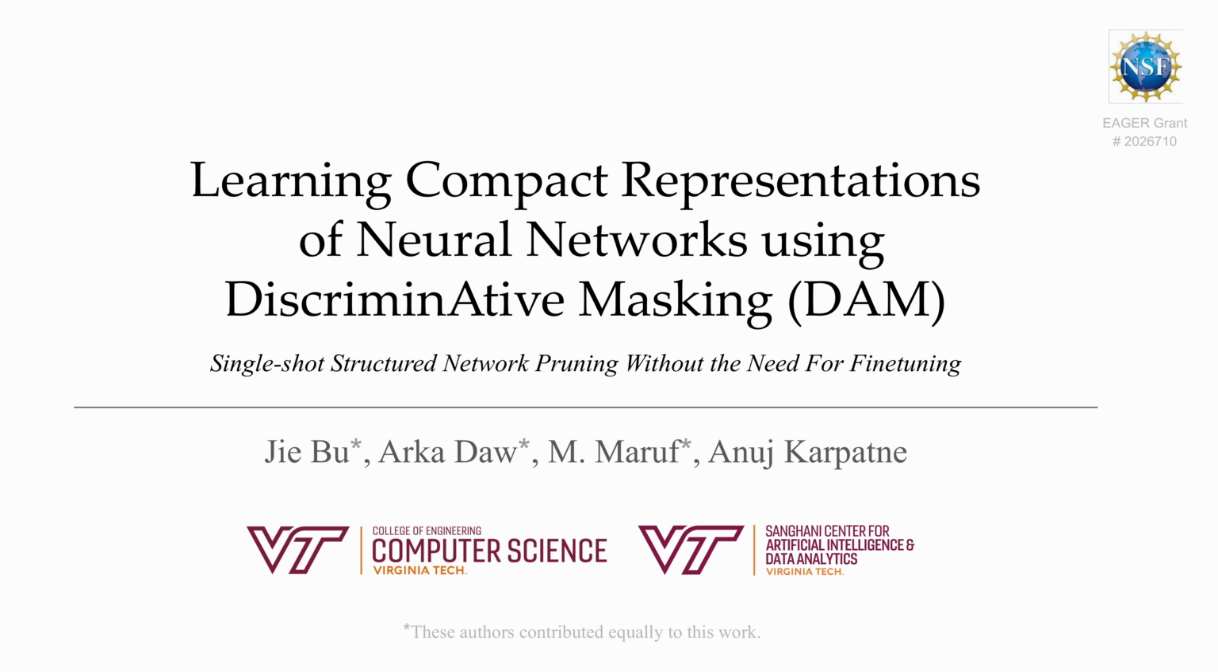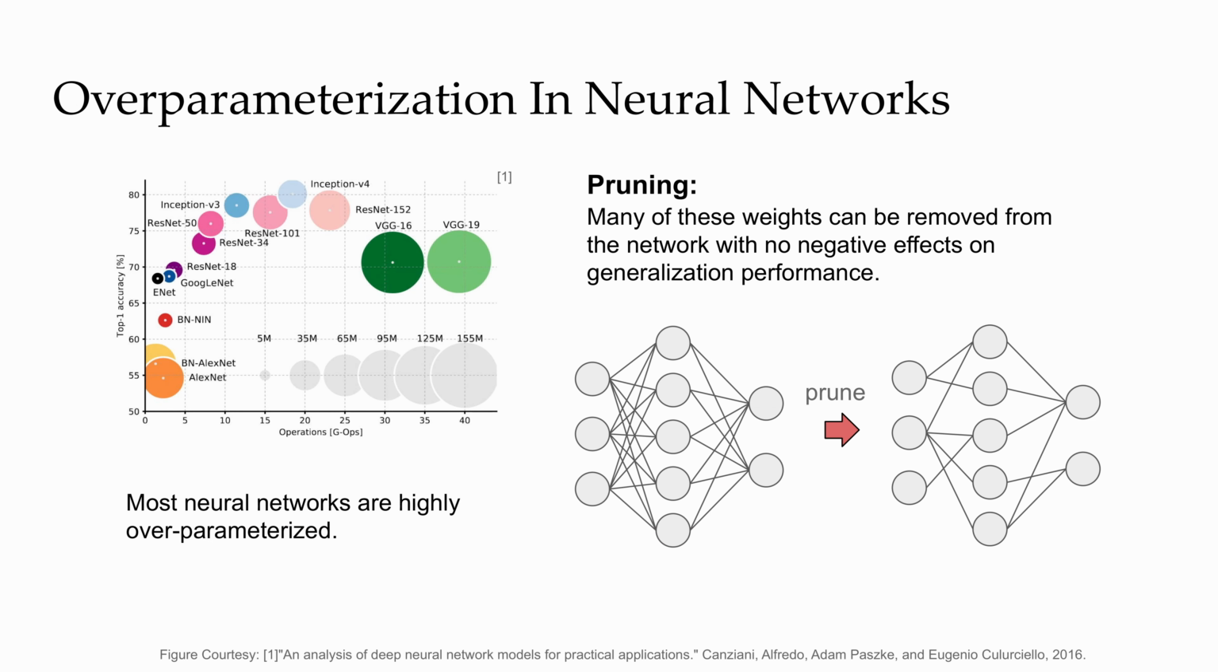I'm glad to present our work on learning compact representations of neural networks using discriminative masking. A primary motivation of our work is to prune over-parameterized neural networks. Over-parameterization is widely prevalent in modern deep learning applications. It acts as a hindrance to their adoption in resource-constrained environments. It can also make them susceptible to overfitting, thus motivating their pruning.